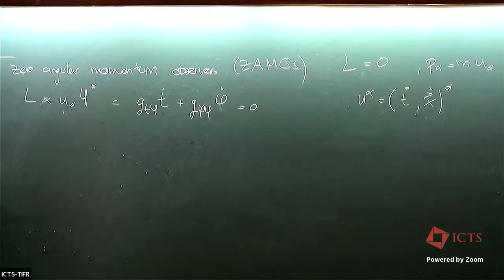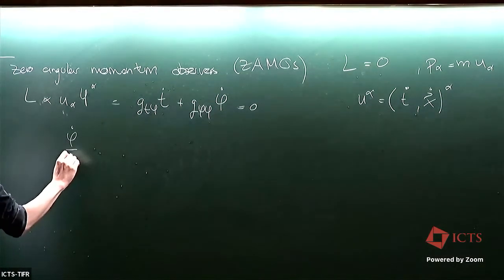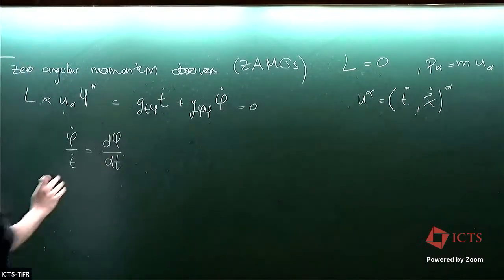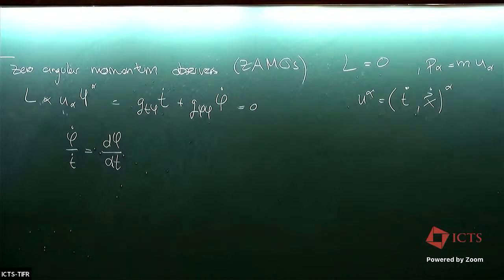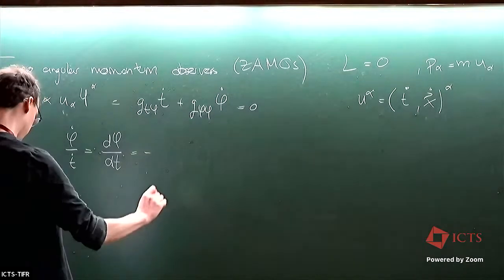So what do we learn from this? By just rearranging things a little bit, we can then find that the following is true. The change of the azimuthal coordinate of this observer with the coordinate time t, basically measured by an observer very, very far away, is the following expression.